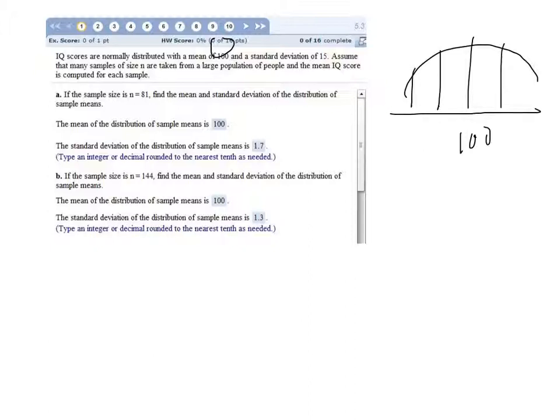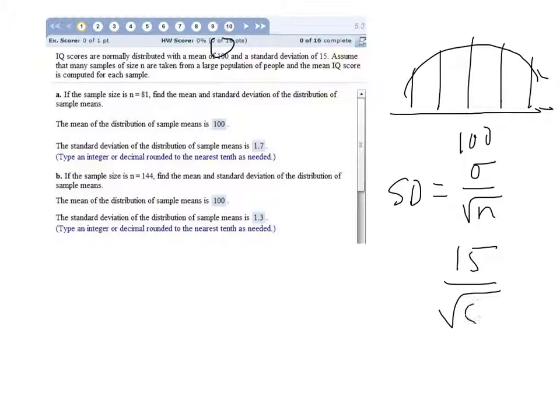And then to get the standard deviation, how they vary around that mean of 100, we're going to use that formula. We take the standard deviation that we think for the population, and we divide that by the square root of the sample size. So since we've got 15 and we've got samples of size 81, we're going to do 15 divided by 9, because the square root of 81 is 9, and that's where they got 1.7.